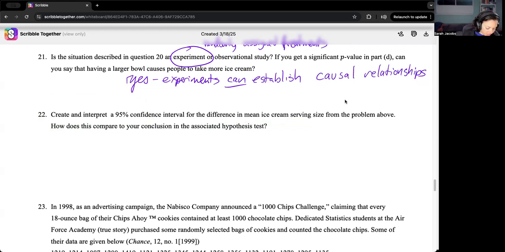So I'm going to do stat tests, and I'm going to go to 2-samp t interval. So this is a 2-samp t interval. What's nice is it's going to pull all the data from your hypothesis test. So x bar 1 should already be there as 5.07. Standard deviation 1 should already be there as 1.84. N1 should already be there as 36.